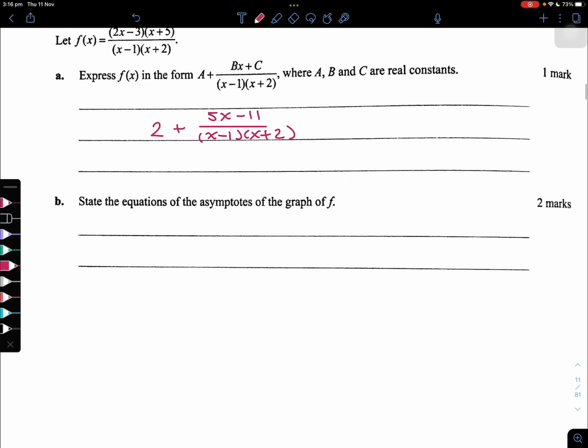Okay. Now it says state the equations of the asymptotes of the graph. So we have this 2 section here. That would give us the asymptote y equals 2. And looking at the denominator, we have this section here, and that gives us an asymptote at x equals 1. And we have this as well, and that gives us an asymptote at x equals negative 2.